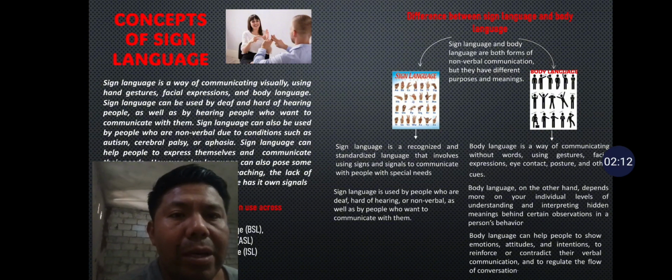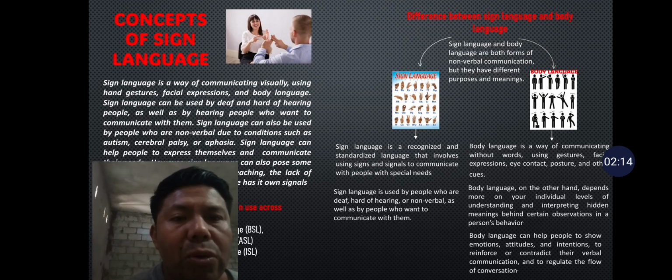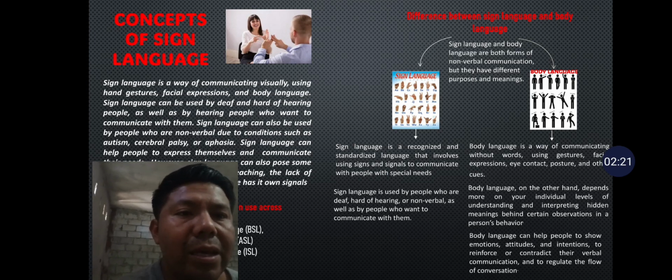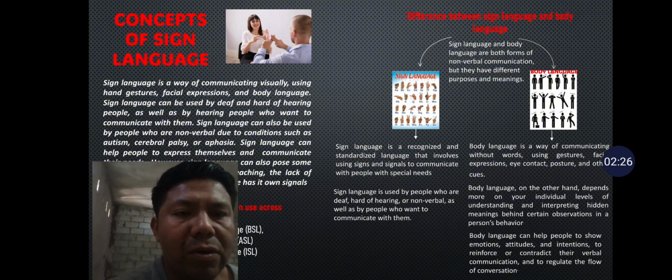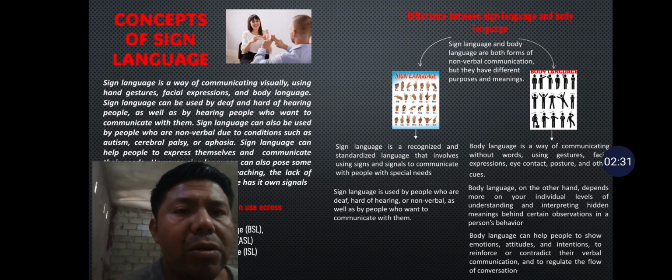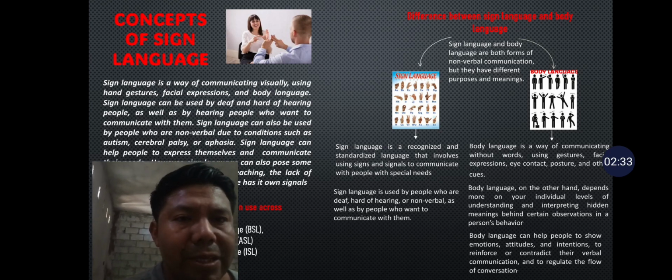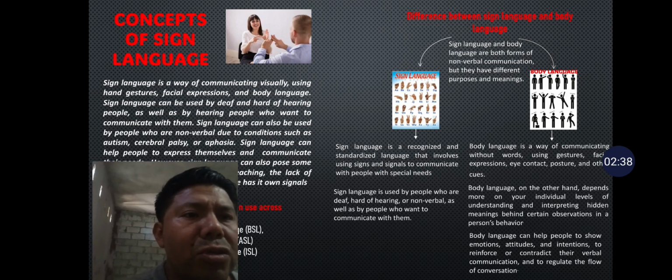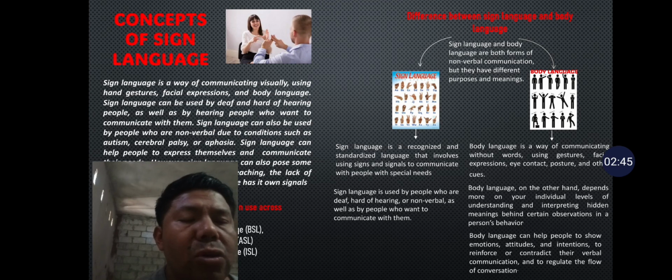We know that the majority of people who know these kinds of signals are people who have some kind of problem, as I was explaining in the first part, people who have problems in the auditory system, or other kinds of problems. Sign language is used by people who are deaf or hard of hearing or not verbal, as well as by people who want to communicate with them.